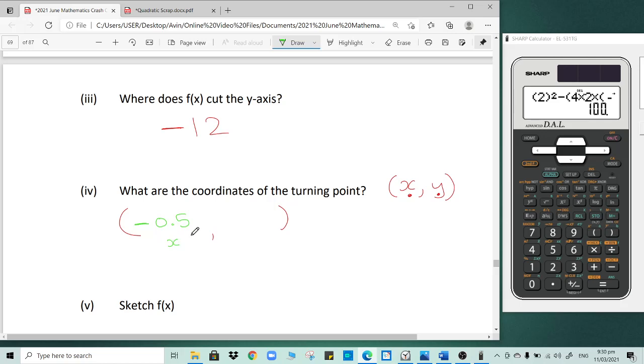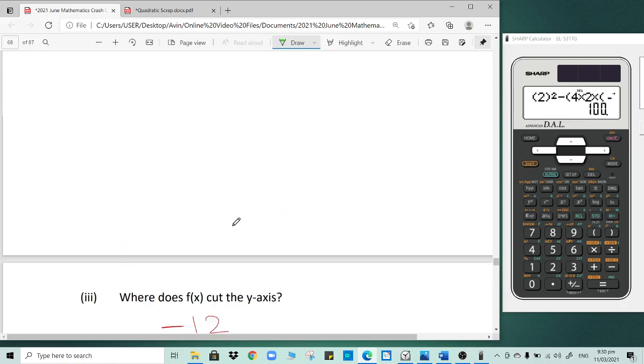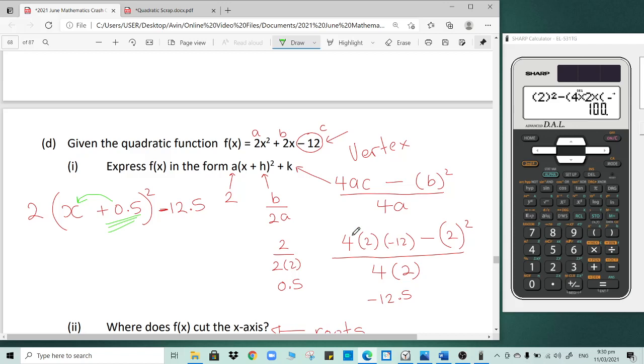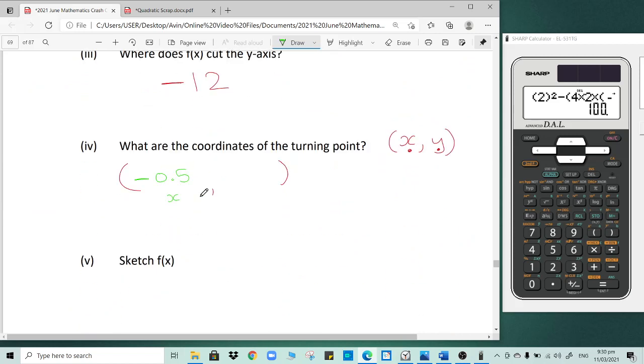That's our x coordinate. To get the y coordinate of the turning point, we look at the number outside the brackets. The second answer. This is the y coordinate, but we don't make this one the opposite. The one inside the brackets, we make the opposite. The one outside the brackets, we leave it as it is. So if it's a minus, you leave it as a minus. So down here, it will be minus 12.5.